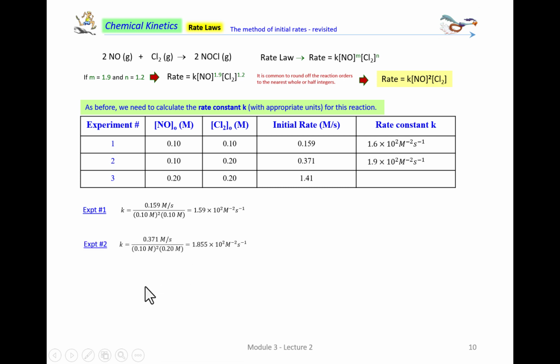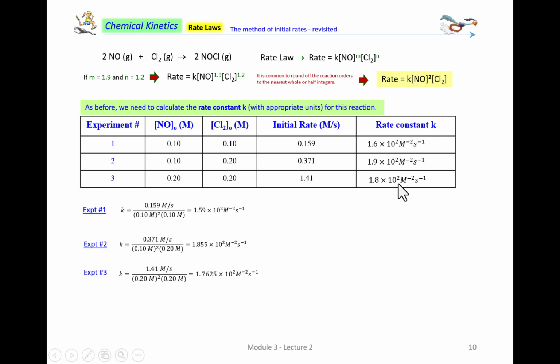Likewise, we can solve for the rate constant for experiment 2. And as you can see, we don't get exactly the same number using the data from experiment 2, but nonetheless, I've rounded off to two significant figures, and we get a rate constant there. And finally, for experiment 3, we can do the algebra and come up with a rate constant of 1.76 times 10 squared, which I've rounded off to 1.8.